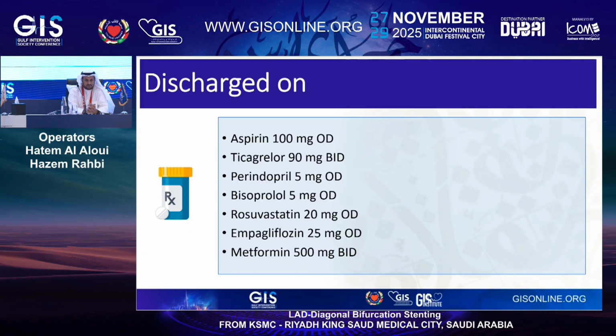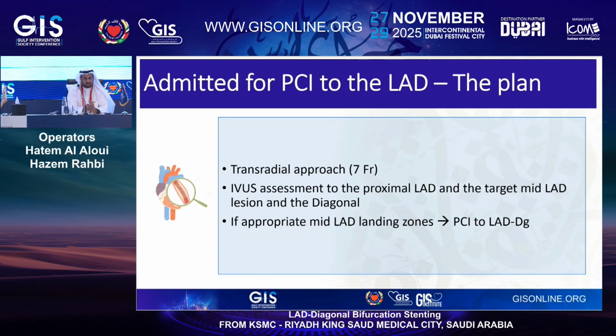So the patient was discharged on this medication, and he is readmitted today for PCI to the bifurcation LAD diagonal. So our plan is to go for a PCI, of course, to the LAD diagonal. We'll go transradial, 7 French. I know that it is not really mandatory to be 7, but to get more comfort, and we can discuss what's the interest of a 7 French here.